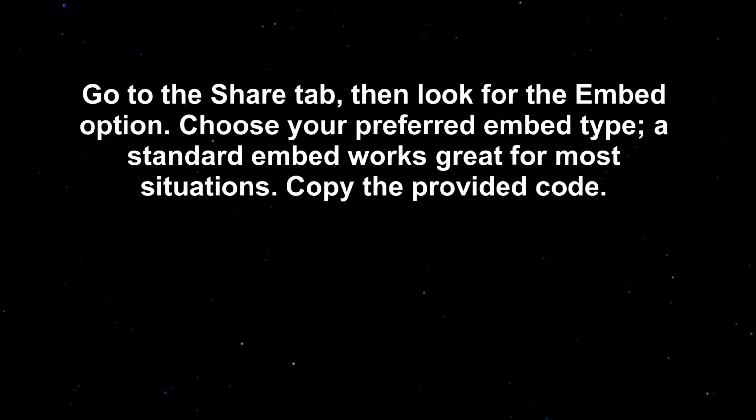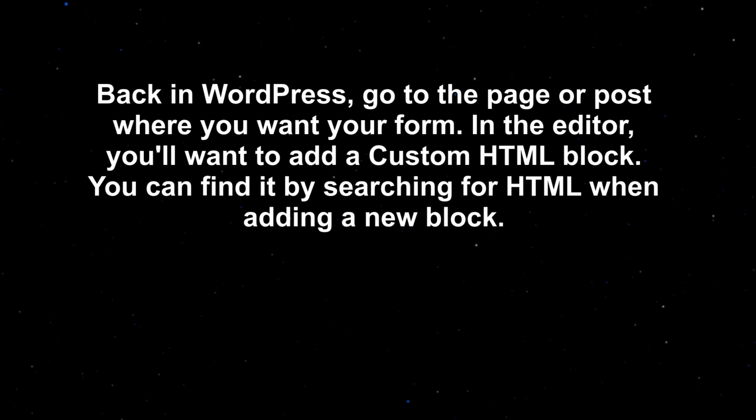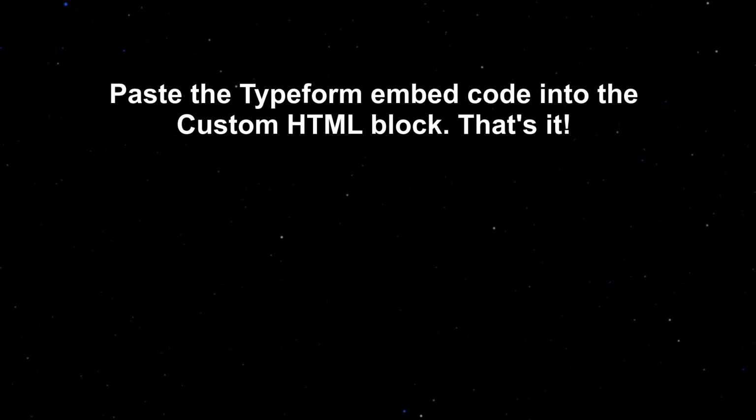Copy the provided code. Back in WordPress, go to the page or post where you want your form. In the editor, you'll want to add a custom HTML block. You can find it by searching for HTML and adding a new block. Paste the Typeform embed code into the custom HTML block.